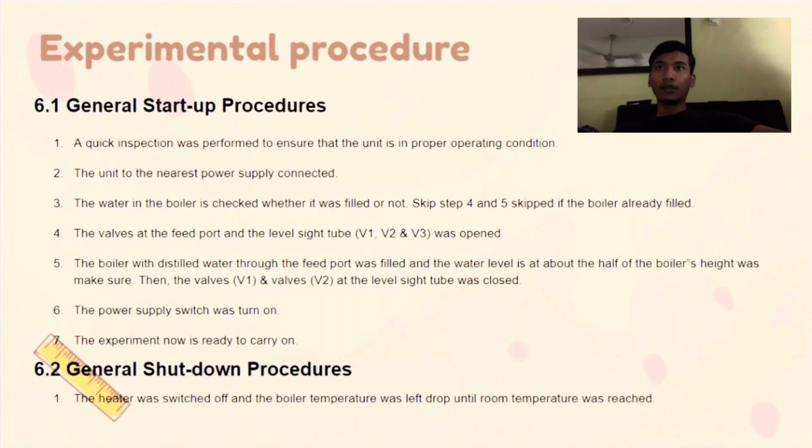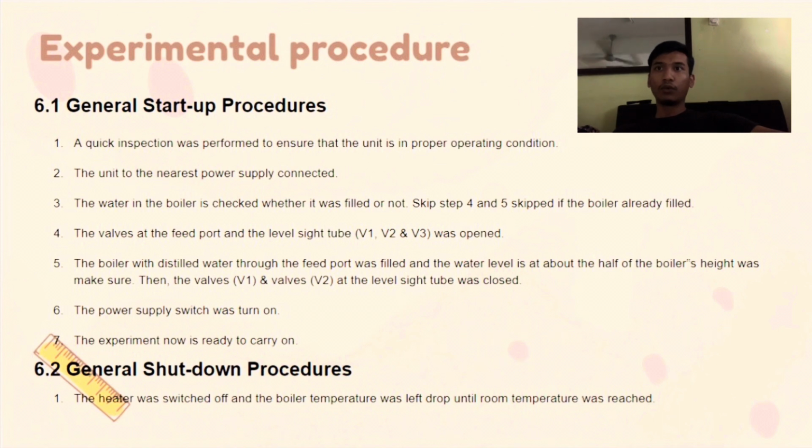Okay, we move to the experiment procedure. So we go through first with the general startup procedures. Number 1, a quick inspection was performed to ensure that the unit is in proper operating condition. Number 2, the unit was connected to the nearest power supply. Number 3, the water in the boiler is checked whether it was filled or not. Number 4, the valves at the feed port and the level side tube, which are V1, V2 and V3, were opened.